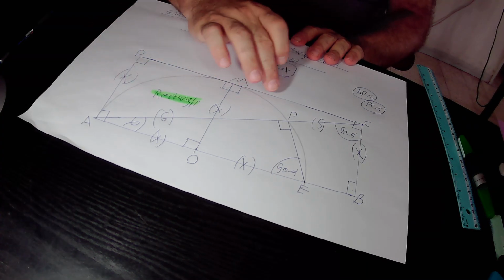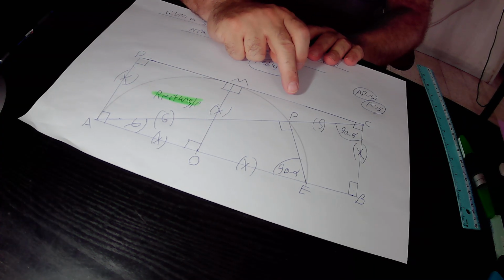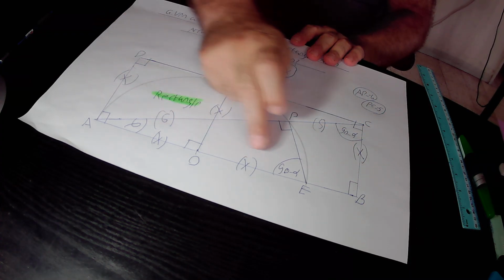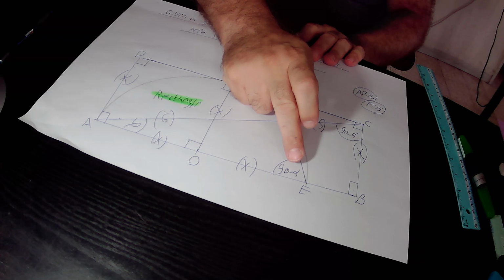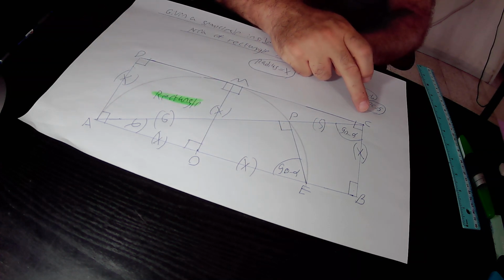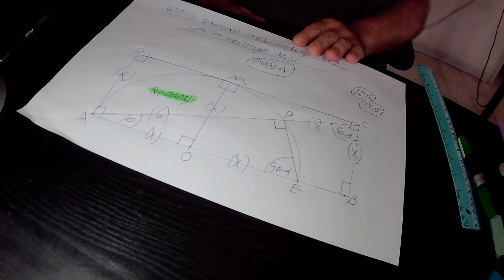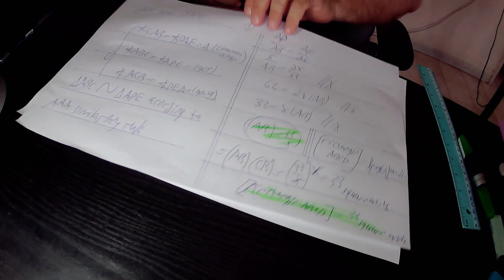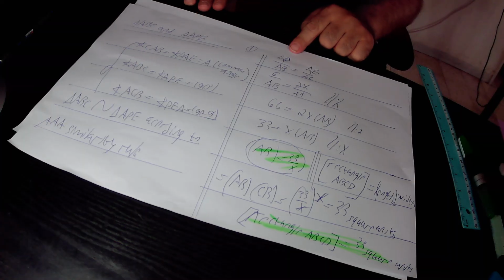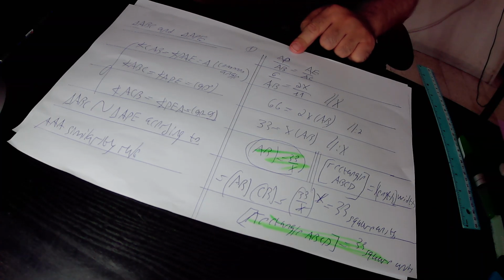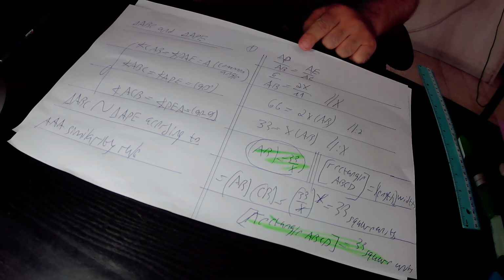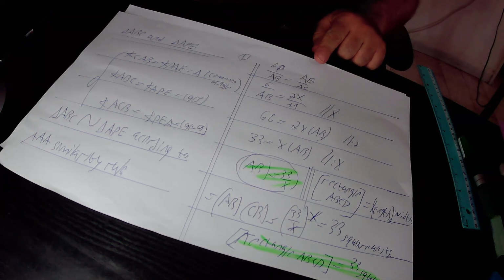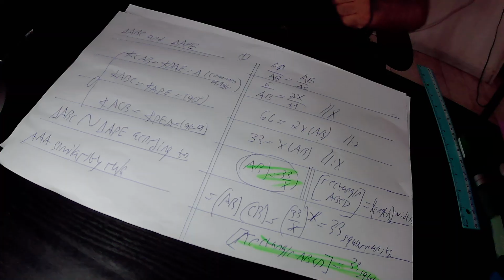Side AP of the small right triangle APE over side AB of the big right triangle ABC is equal to side AE of the small right triangle APE over side AC of the big right triangle ABC. And again, we derive that side AP of the small right triangle APE over side AB of the big right triangle ABC equals side AE of the small right triangle APE over side AC of the big right triangle ABC.